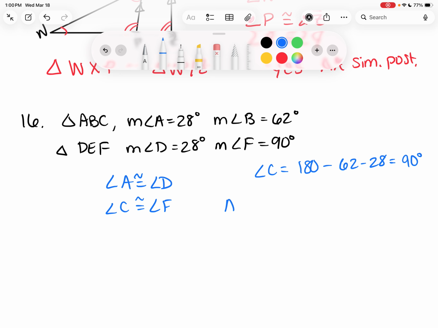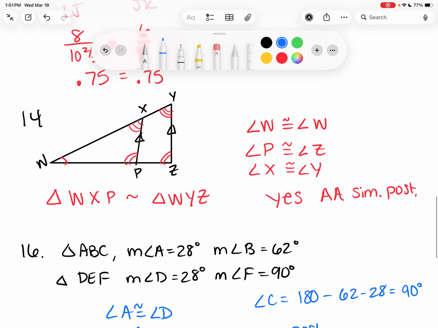Angle, angle. Angle, angle, similarity postulate. Okay, now I could also find angle E by doing 180 minus 90 minus 28 and would see that angle E is also 62 degrees, and I could have used that one instead, but I didn't have to. Up here we really did more than we needed to. We only needed to show that two of the angles were congruent. We didn't have to show the third one.